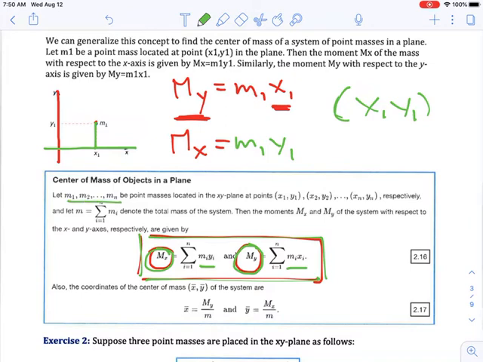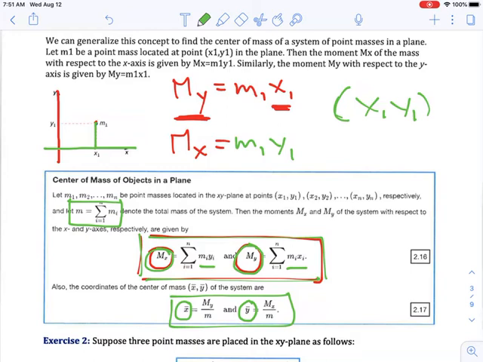Calculating the total mass is exactly the same as what we did. We add up all the masses. And then the formula for the coordinates of the center of mass are essentially similar. X bar represents the x coordinate of the center of mass. Y bar represents the y coordinate of the center of mass.